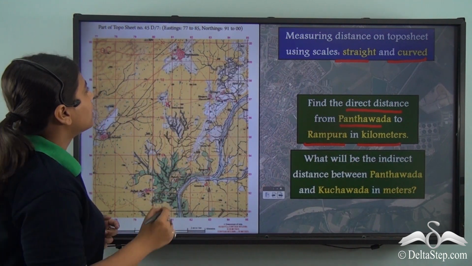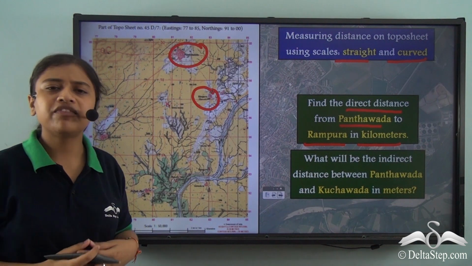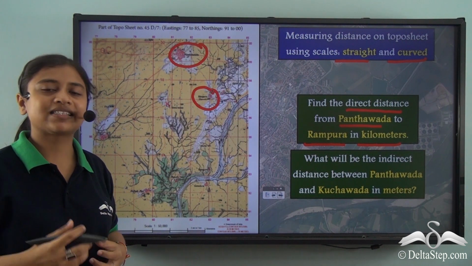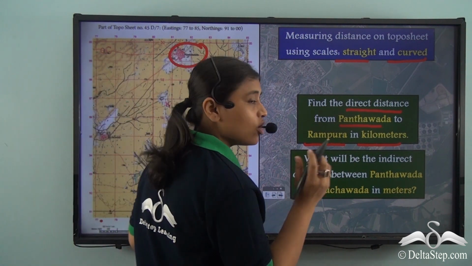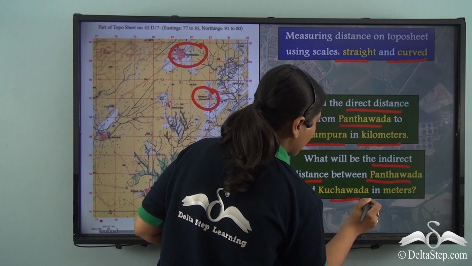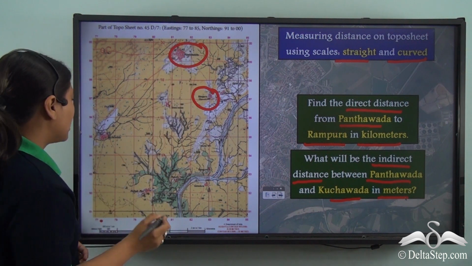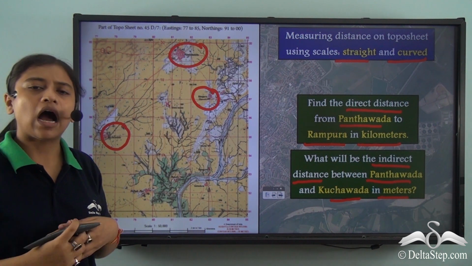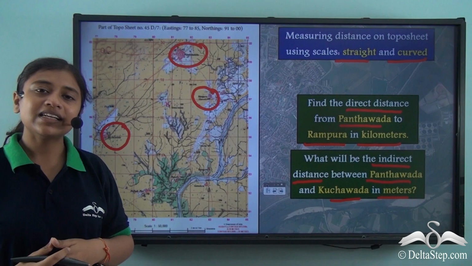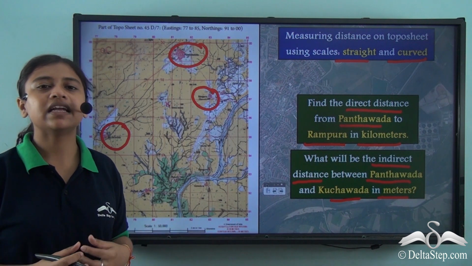Now in this map, here is Panthavara and here is Rampura. How do we find the direct distance between these two places? We will see that in our next slide. The other question says that we also need to find the indirect distance between Panthavara and Kachavada in meters. Now again, Panthavara is here while Kachavada is here. Now how do we find the indirect distance between them? Let's see how we find out the direct and indirect distance between the given places.